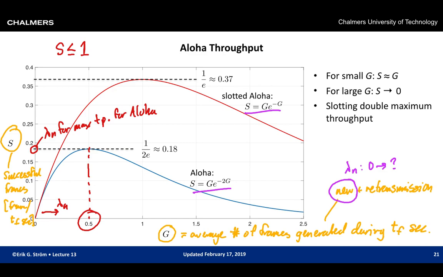Okay, but at that point in time, we can see also that, okay, so what is it? Well, it's about 18%. So in a frame duration, the whole system can generate at most 0.2 frames. The whole system. The individual node, much less than this. But the whole system, maximum 0.2 frames per frame duration. So 80% of the capacity of the system is lost.